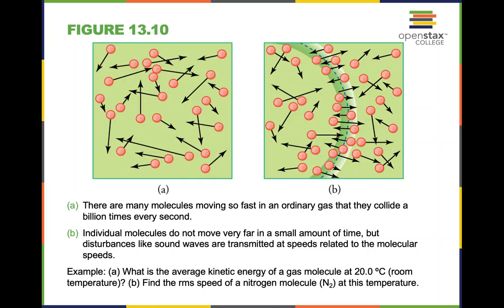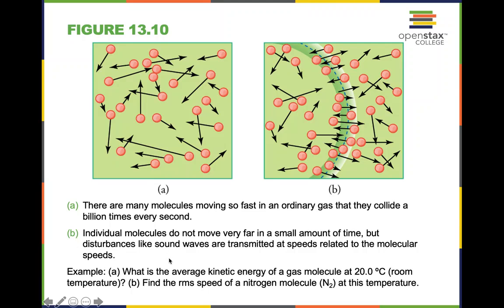So here for figure 13.10, you have A. There are many molecules moving so fast in an ordinary gas that they collide a billion times a second. So here in B, individual molecules do not move very far in a small amount of time, but disturbances like sound waves are transmitted at speeds relative to the molecular speeds.